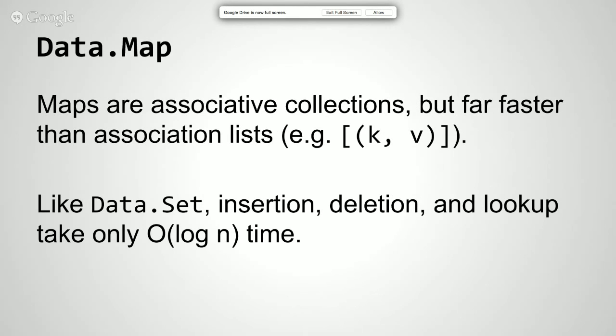Data.Map is the associative collection, or the dict in Python. They're faster than association lists. Actually, that's not completely true. If you only have like 5 things, then an association list is actually faster. But once you have like 50 things, then the map is going to be faster. Your insertion, deletion, and lookup are log n time, just as with Data.Set.